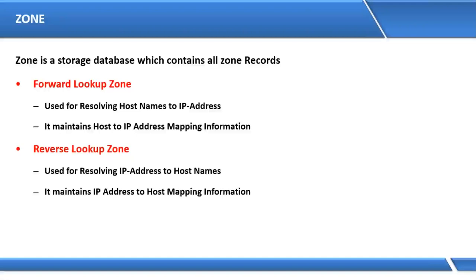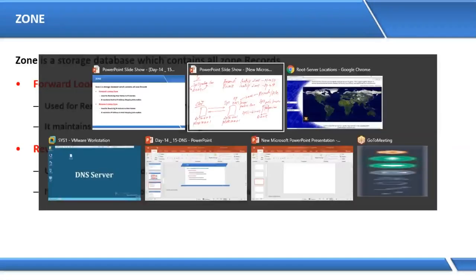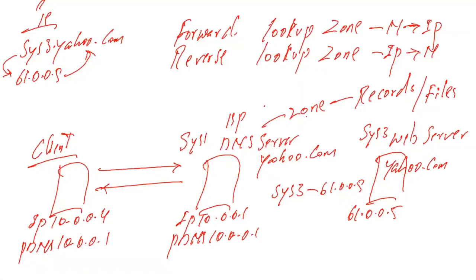So DNS contains zones, and zones are working with the help of records. Whatever data we are storing on the DNS server is called zones. And how many zones do we have? Forward lookup zone and reverse. Zones work with the help of records, so we have to check what types of records we have in a DNS server. That is important. Each and every record has its own name and its own function.